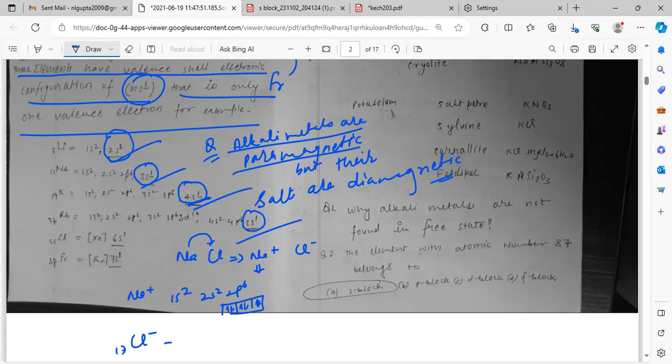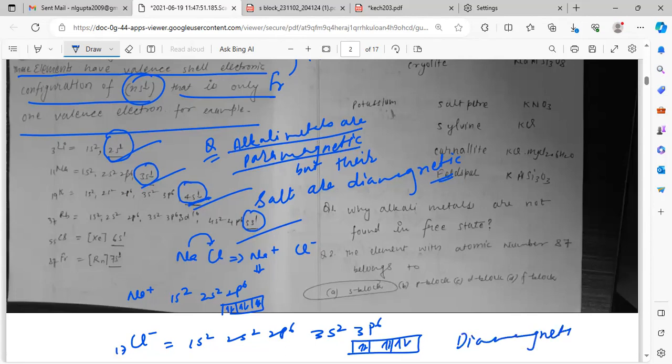Here Cl has 17, but with one negative charge it is 1s2, 2s2, 2p6, 3s2, 3p6. Now there are a total of 18 electrons. Here you also find that all are paired electrons. If there are paired electrons, they are diamagnetic. Getting my point? Yes, sir, getting.